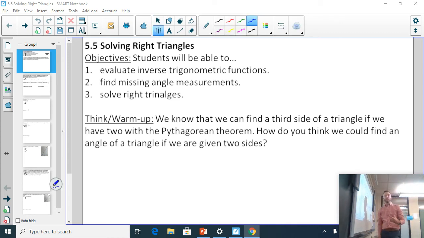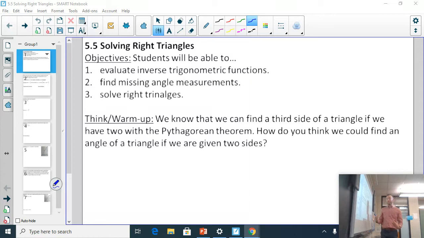Today we're going to be starting 5.5, which is solving right triangles. And for a think slash warm up, we know that we can find the third side of a triangle if we have 2 with the Pythagorean theorem. But how do you think we could find an angle of a triangle if we are given 2 sides?